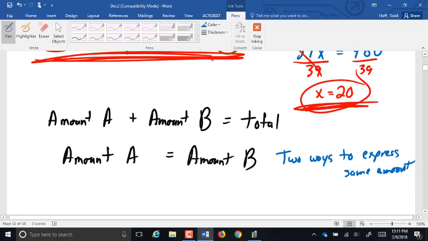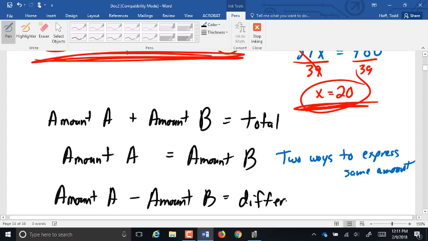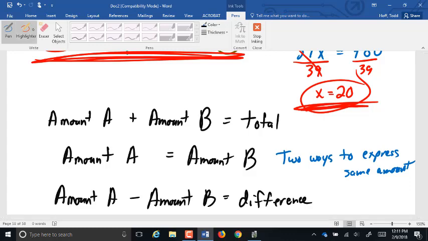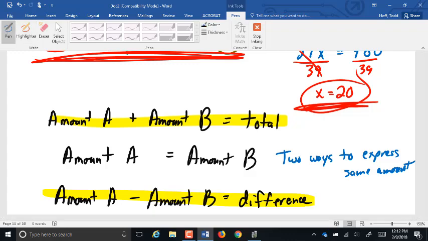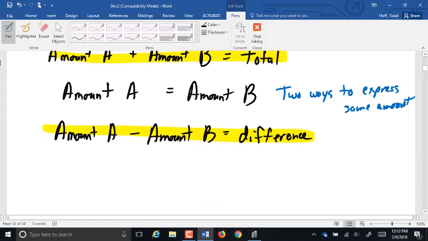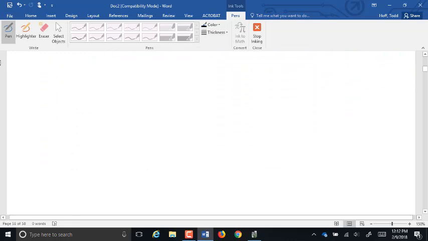Then, of course, the third option is amount A minus amount B gives us a known difference. And these two, the first one and the last one, can look very different, or can look very similar in the problems with just a couple of little things that make them different. So we have to look very closely to find those differences. So this next problem is going to be a little simpler than the last example, but the next couple are going to illustrate the difference between those two.